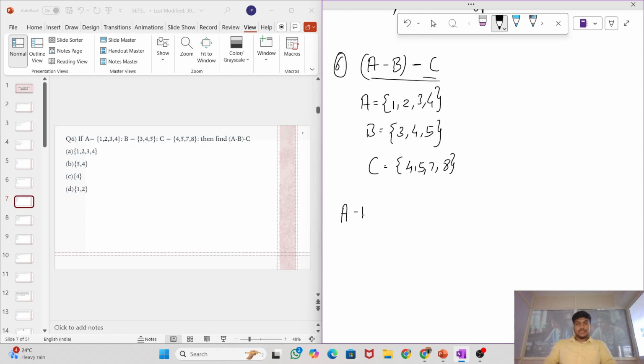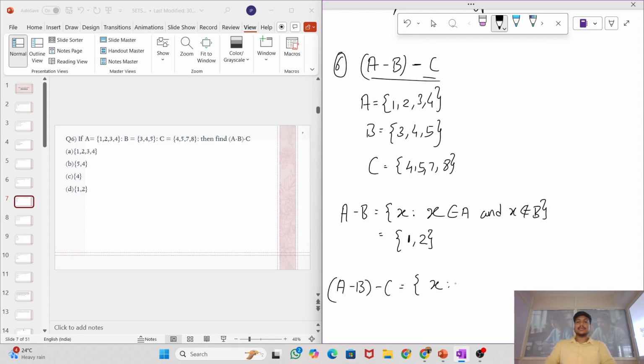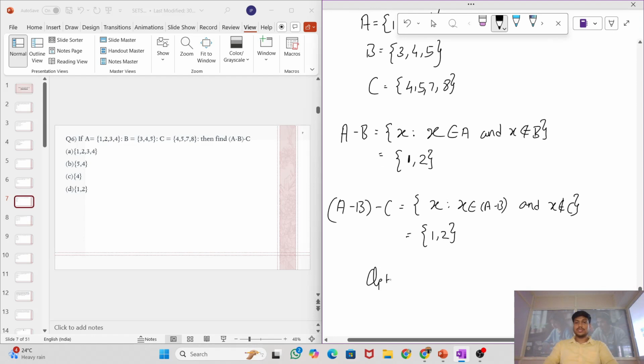I have to first conduct A minus B. What does it mean? I have to collect the elements X such that X belongs to A and X does not belong to B. If I take a look at set A and set B, I can say 1 and 2 are the elements which belong to set A but not to set B. And now if I do A minus B minus C, that means that I have to take X such that X belongs to A minus B but X does not belong to set C. Again, if we take a look, set A minus B has 1 and 2, set C has 4, 5, 7, 8. 1 and 2 are the elements which are present in A minus B and not in C. So the final answer for this would be option D.